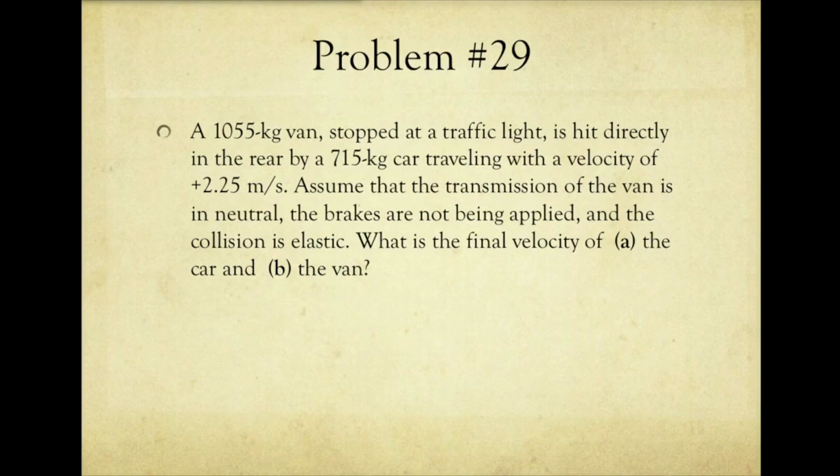We have an elastic collision, so it's stated right here, which will obviously never happen in real life because we have two cars colliding, and they're real cars. So we have a van which was at rest in the beginning and a 715 kilogram car. The initial velocity of the car is 225, and they give you a plus to say that it's forward, to the right, whatever. We need to figure out the final velocity of the car and the van.